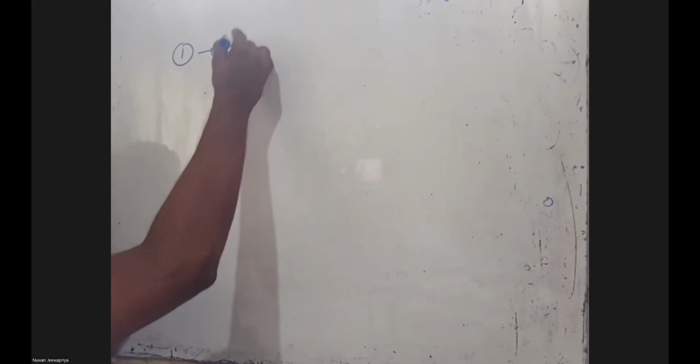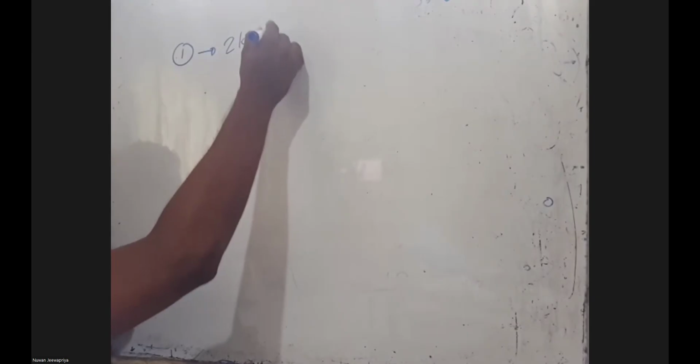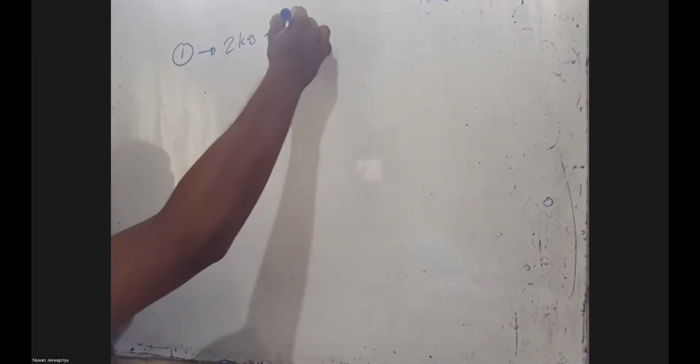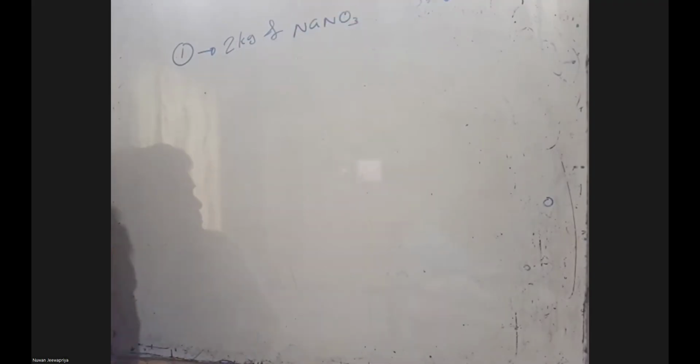I will go to the first answer. We will discuss the first answer. There are 2 kilograms of sodium nitrate, NaNO3. Right. So how do we work with that? 2 kilograms of sodium nitrate.